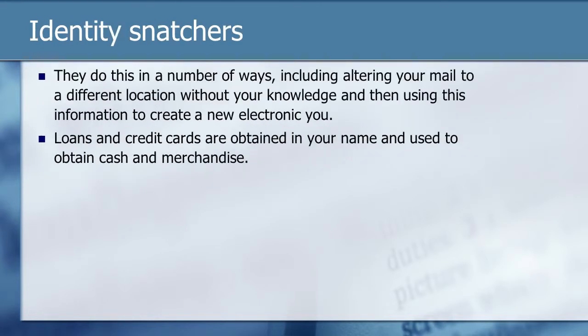So how do identity snatchers do this? Well, they do it in a number of ways. They can alter your mail, send it to a different location without you knowing what's going on. They can use that information to create an electronic you. They might reply to credit cards that were meant to go to you. They get loans. Any credit cards they've got will be used to obtain merchandise and cash and so on. And even if you're able to prove that you weren't the one that created the debt in the first place, it's really difficult to clear your credit record without a big fight.